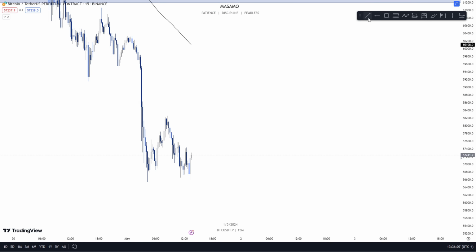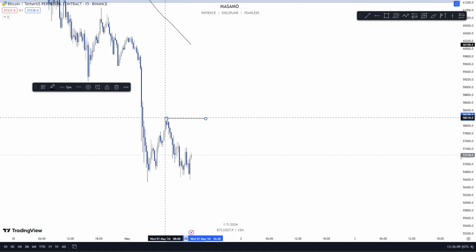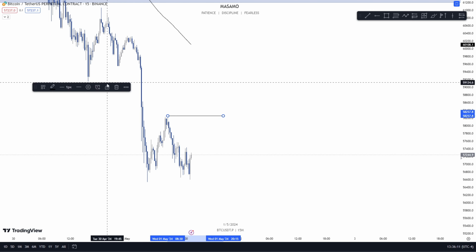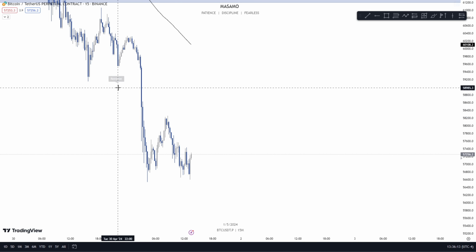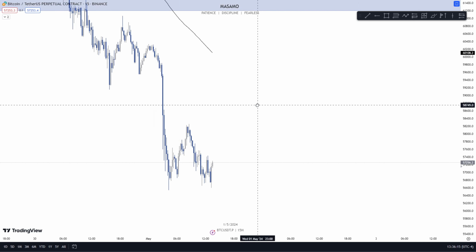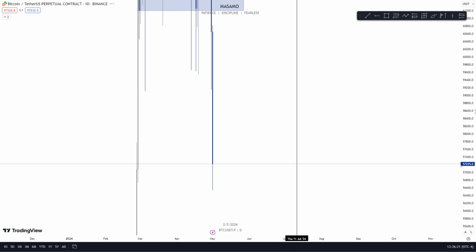For this W to be valid, we should break this high right here. So just to mention, I'm not trying to tell you anything on a 50-minute and 1 hour time frames, even on a 4 hour time frame, because this video is meant to show you some stuff on higher time frames.